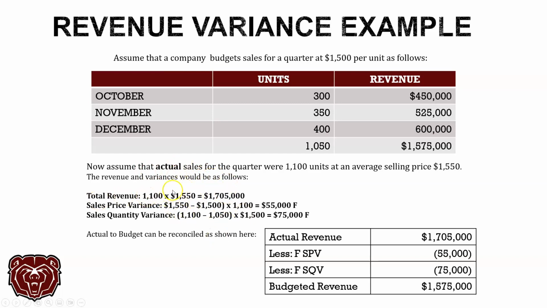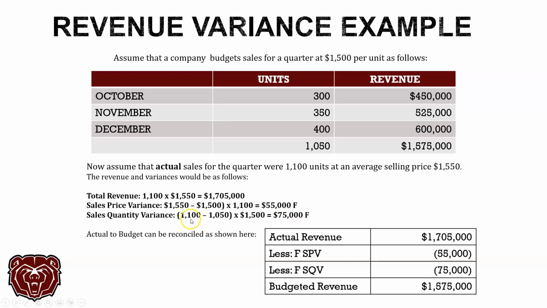Your total revenue, 1,100 times $1,550, is $1,705,000, okay? Your sales price variance is going to be the actual sales price, 1,550, less the budgeted sales price of 1,500, times the actual units sold, which was 1,100 units. Here we see we have a $55,000 favorable variance. That means the price we got to sell it at was higher than what we budgeted for.